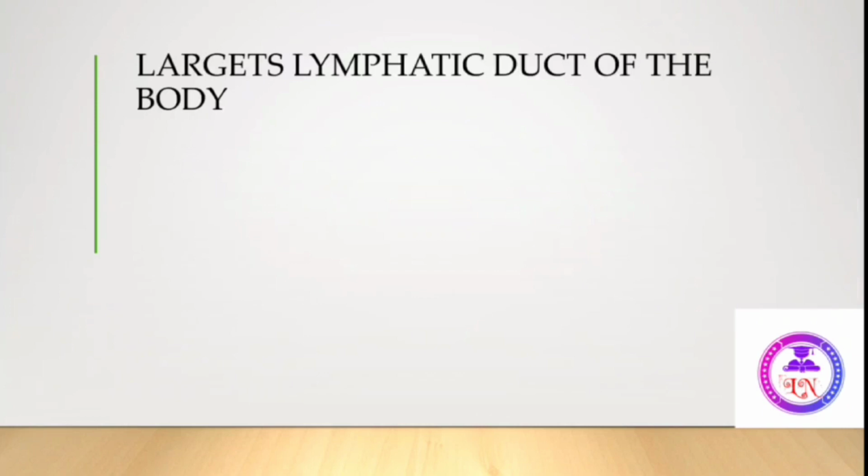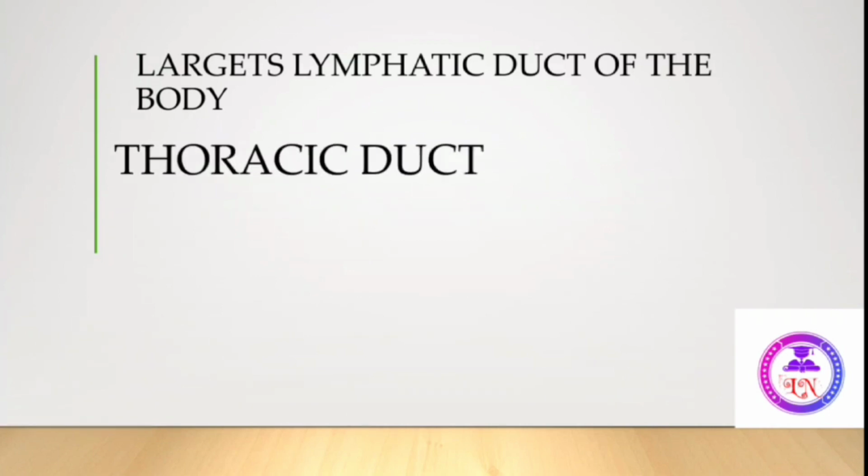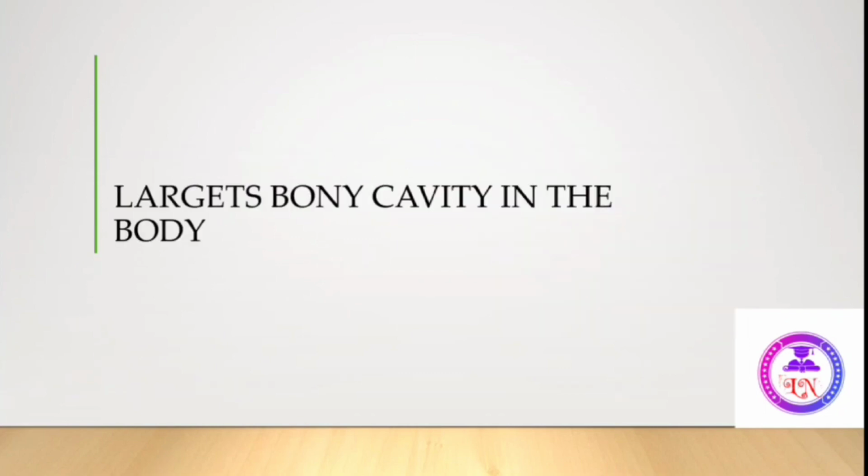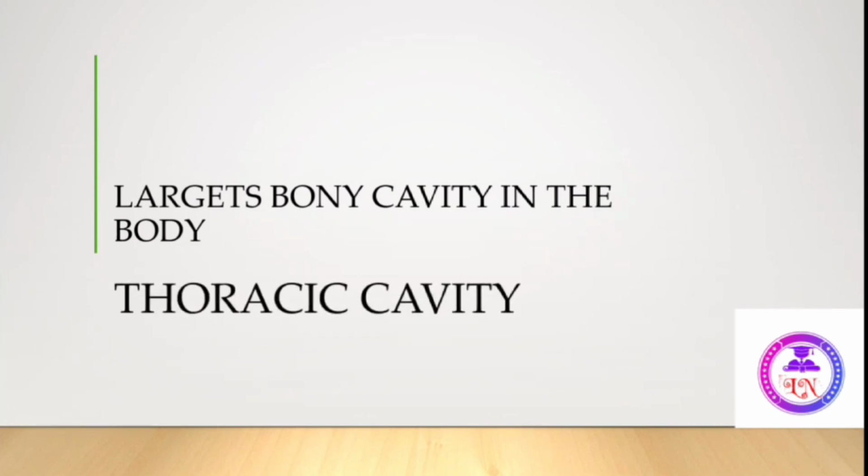Then coming to the largest lymphatic duct of the body. The largest lymphatic duct is the thoracic duct of the body. And if you see the thoracic duct, the green color is the thoracic duct of the body. The largest bony cavity in the body. The largest bony cavity is the thoracic cavity in the body.